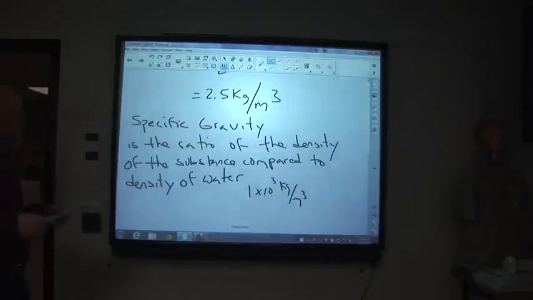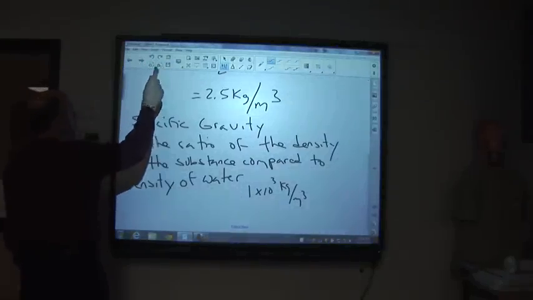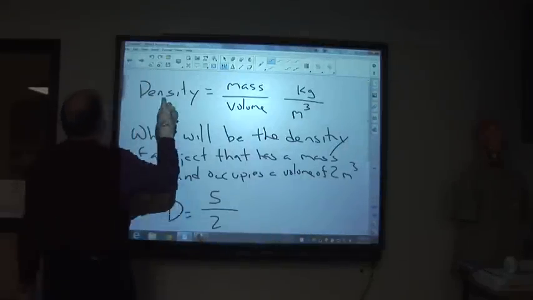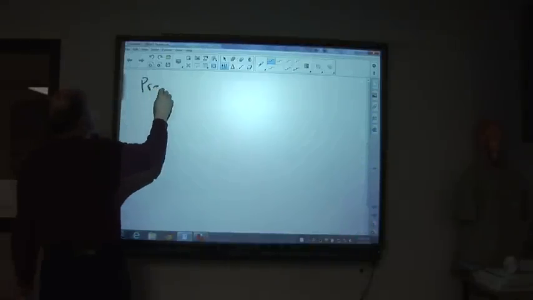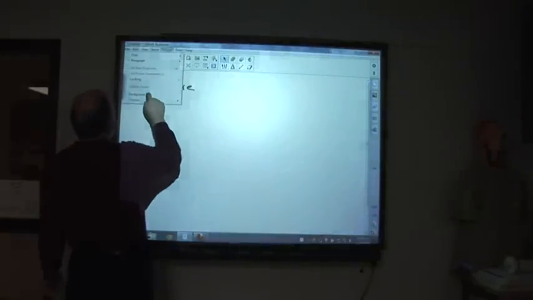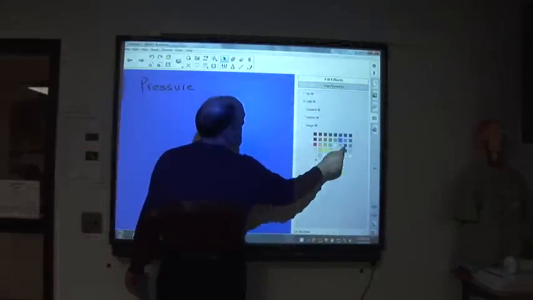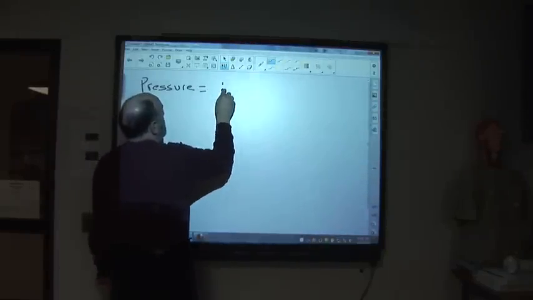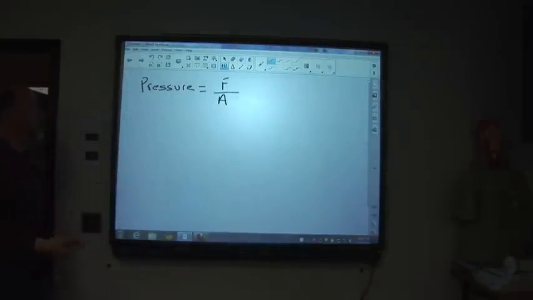When it comes to a gas, we want to look at pressure. Let's change the background. Pressure is the amount of force per unit area. So we need this when we talk about gas.